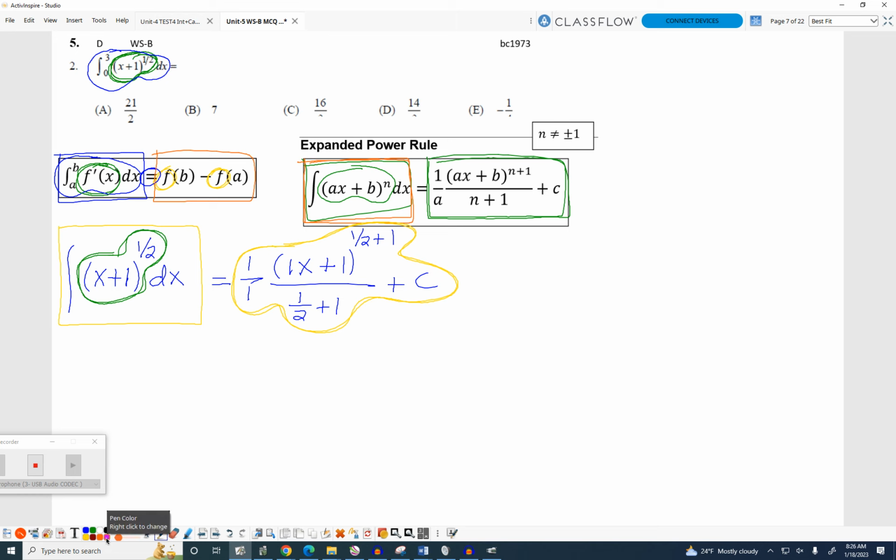So let's clean up the yellow blob there for a minute. So this is just 3/2 power. This is dividing by 3/2. Dividing by 3/2 is the same thing as multiplying by 2/3. So we would have 2 multiplied by x plus 1 to the 3/2 power. The whole thing would be divided by 3 plus a constant. Question?